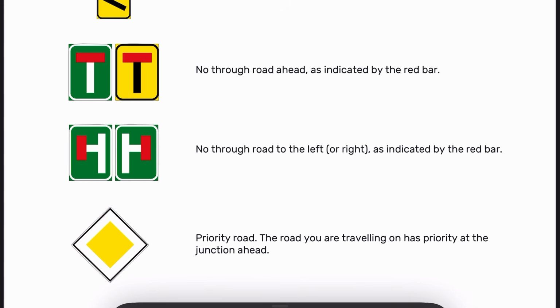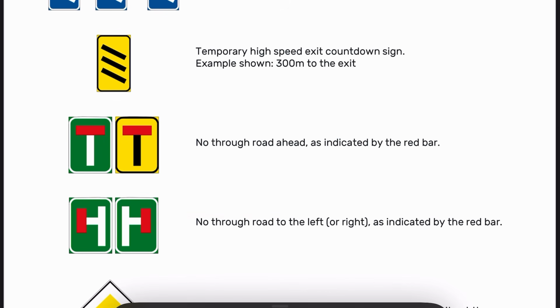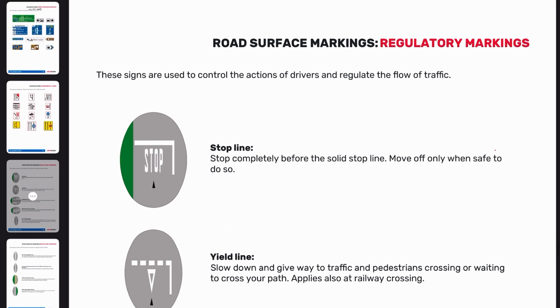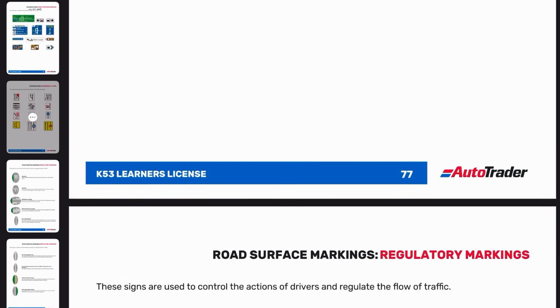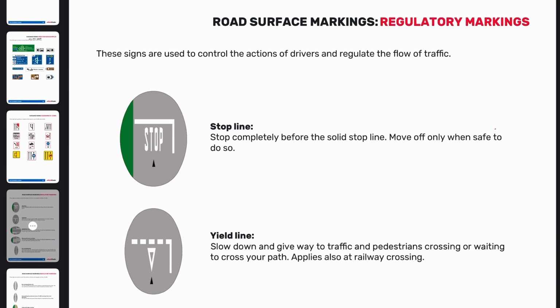Then this is known as the priority sign. So all the signs that I've covered are the signs that you should expect on your test. We are going to do the road surface markings. As much as you have the road signs, you also have the road surface markings, right? So the first thing that we are going to look at is the stop line.